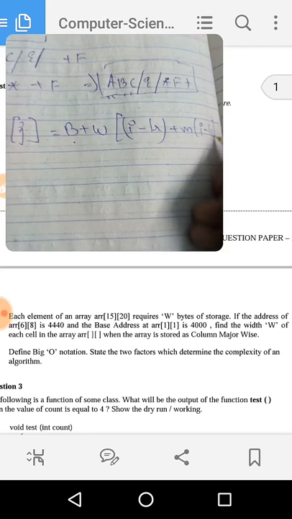Now our next question is: each element of array ARR 15 by 20 requires W bytes of storage. If the address of ARR 6, 8 is 4440 and its base address at ARR 1, 1 is 4000, find W when the array is stored column major wise. So first remember the column major wise formula: address of ARR I, J is B plus W, that is base address plus bytes, into I minus lowest row, into number of rows, into J minus LC. This is the formula, and let's see what is given to us.